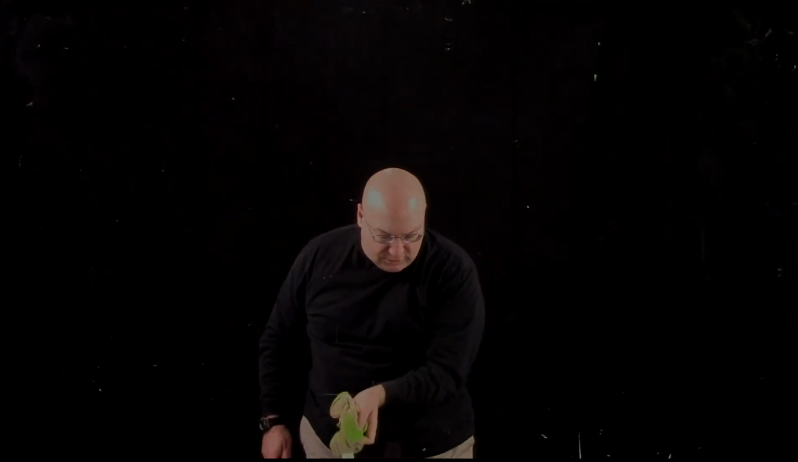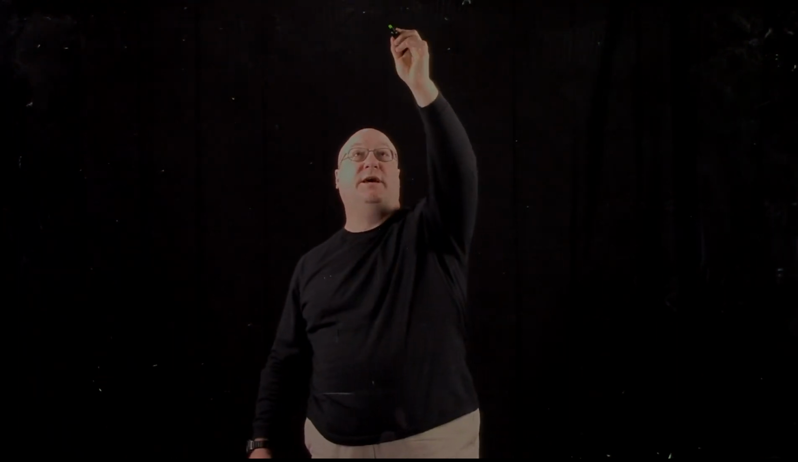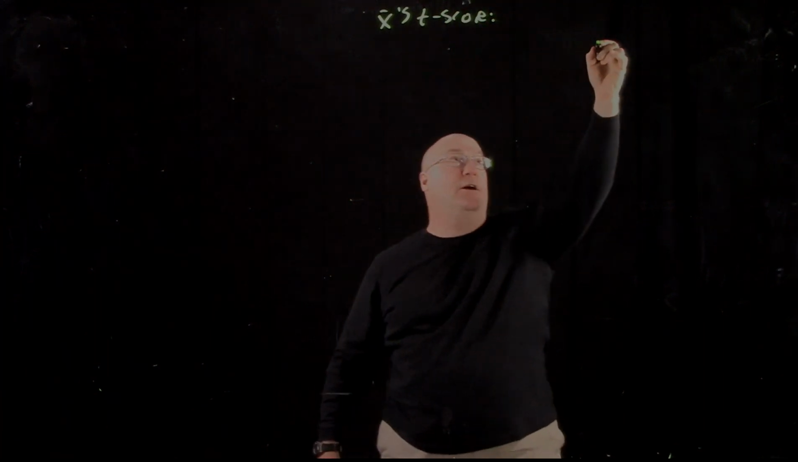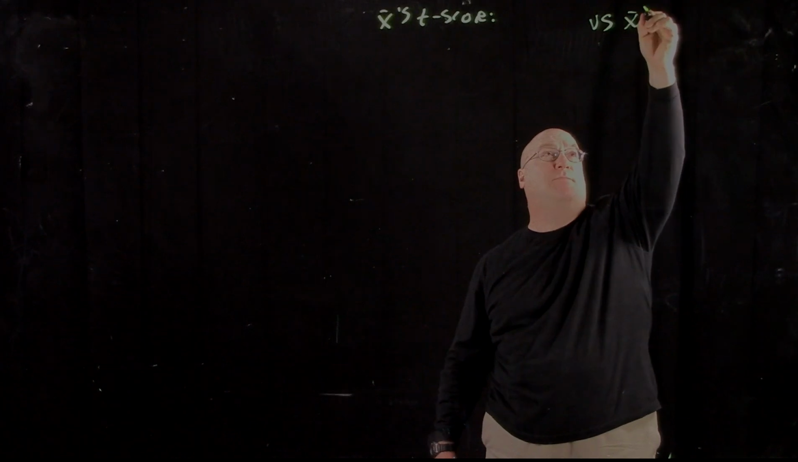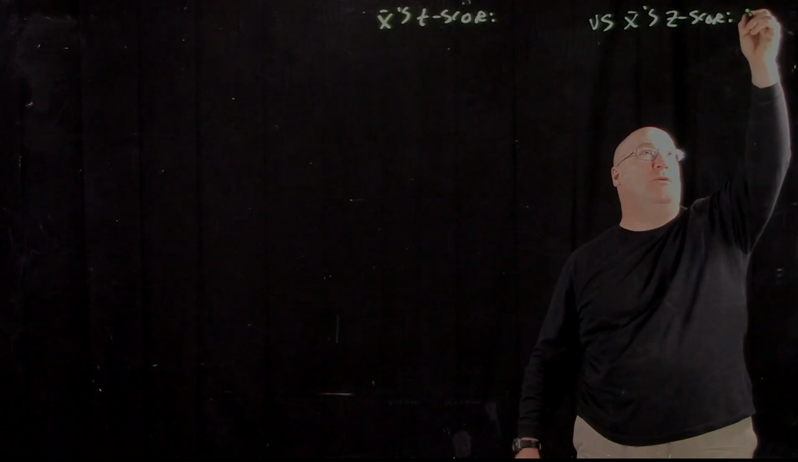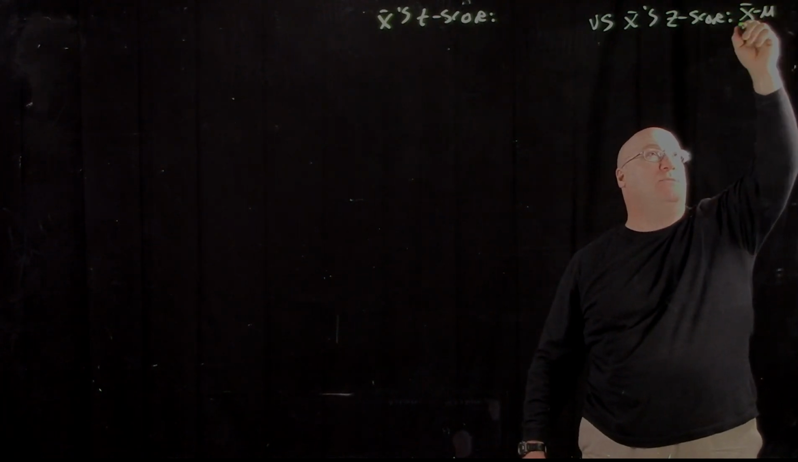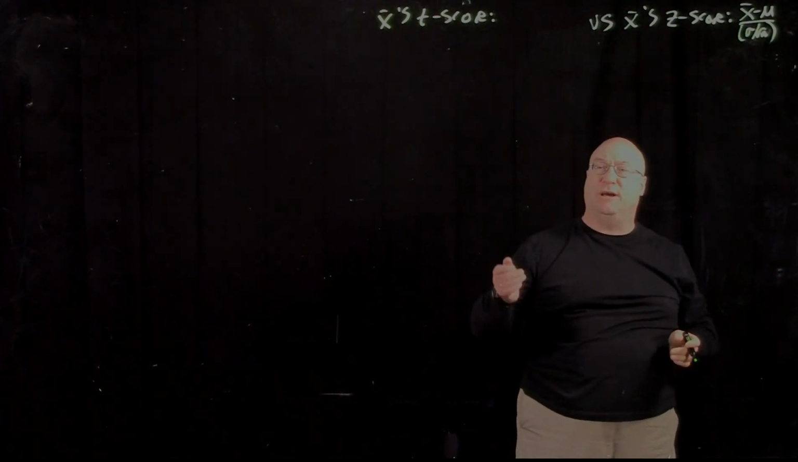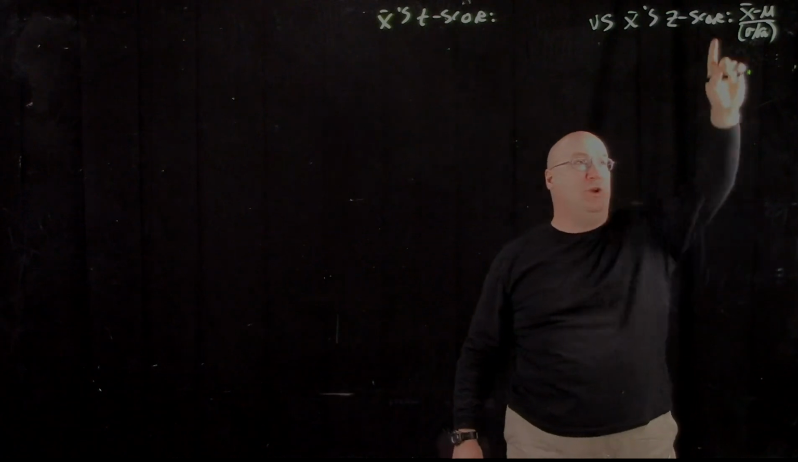And as I say there, instead of z-scores, we have to use what are called t-scores. So here's what you do. I have X bar's t-score, versus over here, X bar's z-score. Do I have room to get the z-score in? I think I do. We know what that is. It's X bar minus mu over sigma over the square root of n. That's the key to figuring out probabilities, if we know mu and sigma.